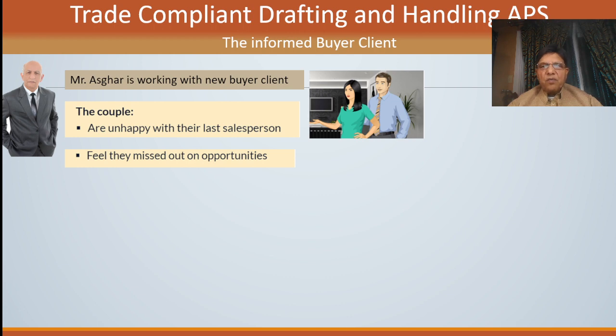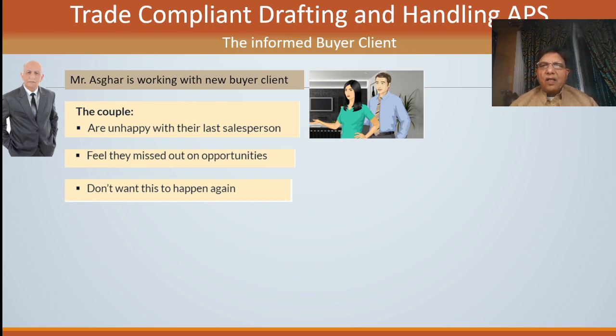They saw some properties, but their sales representative was not good enough to represent them, and they have missed some of the good opportunities. They have now approached Mr. Asghar, and they have explained what happened to them, and they don't want this to happen again. So now, what are the responsibilities of Mr. Javed to handle this kind of client?